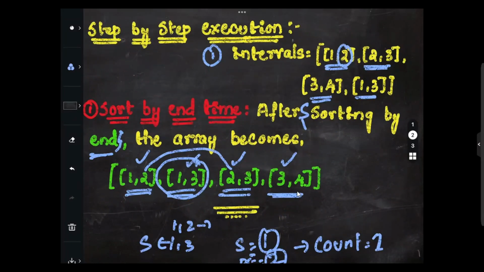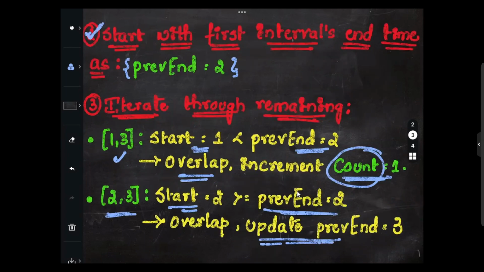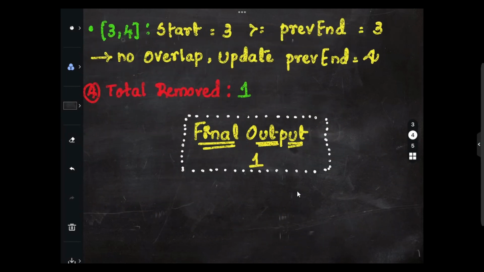So now we are considering 1 comma 2 and 2 comma 3. This one we will consider as start, this one we will consider as previous end. So start is 2, previous end is also 2 here in this case, right? So these both match, so the count remains the same here. We are not incrementing, the count remains 1 itself. This is fine. So there is no overlap, so we'll update the previous end to 3, right?